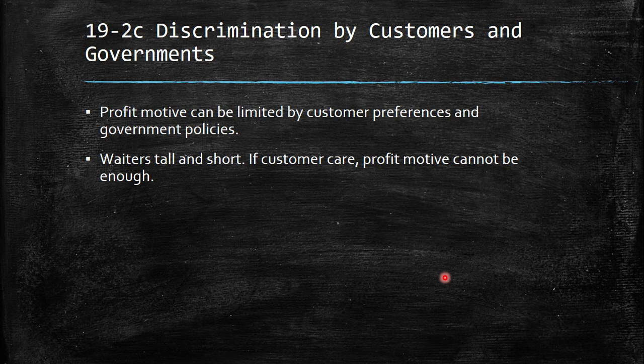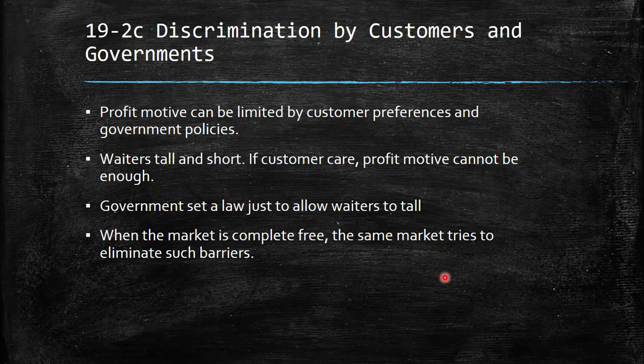restaurant or another one. Another example is that the government can stop that and set a law just to allow waiters to be told. So this could be another discrimination, not provided by customers but provided by the government.